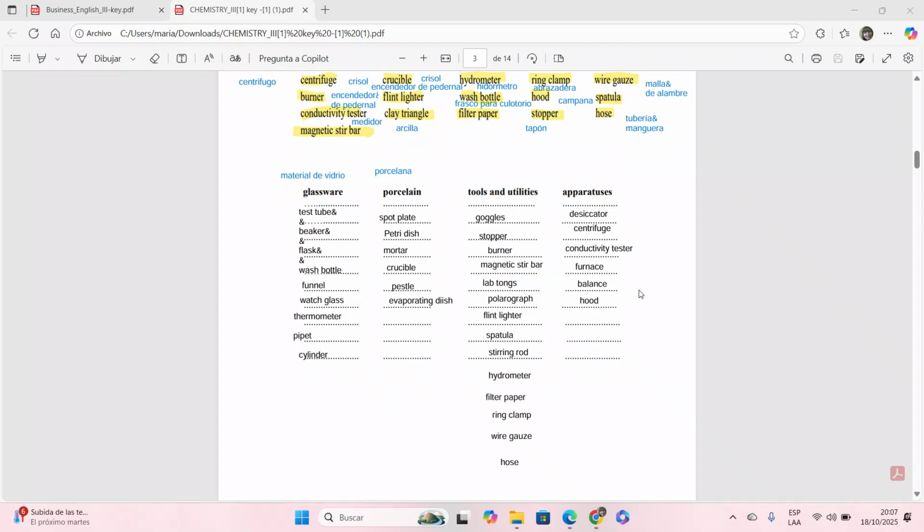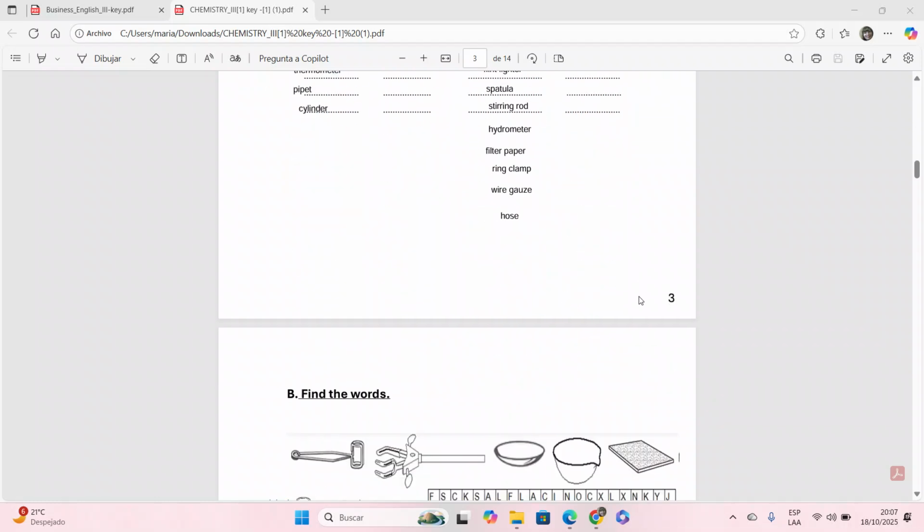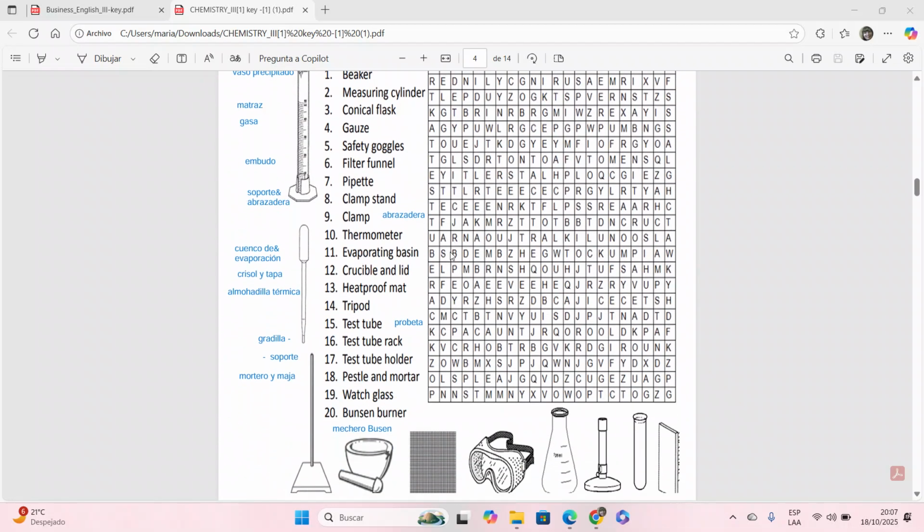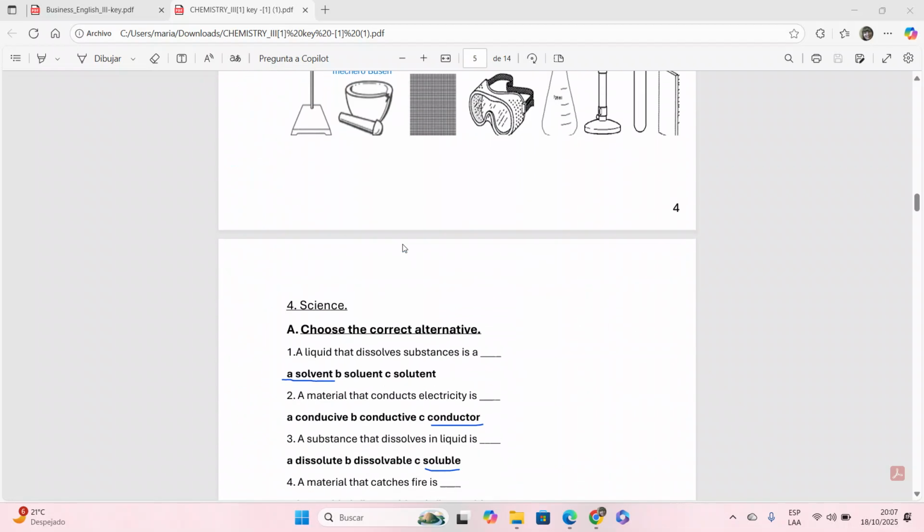Tools and utilities: goggles, stopper, burner, magnetic steel bar, long tongs, polarograph, flame lighter, spatula, stir rod, hydrometer, filter paper, ring clamp, wire gauze, apparatus, desiccator, centrifuge, conductivity tester, furnace, balance hood. Well, find the word. It's just for you to do.